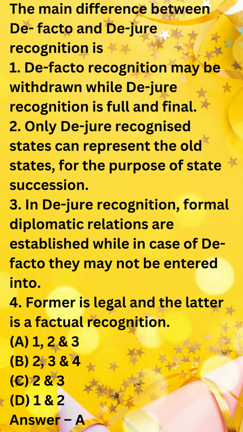The main difference between de facto and de jure recognition is: 1. De facto recognition may be withdrawn while de jure recognition is full and final. 2. Only de jure recognized states can represent the old states for the purpose of state succession. 3. In de jure recognition, formal diplomatic relations are established while in case of de facto they may not be entered into. 4. Former is legal and the latter is a factual recognition.